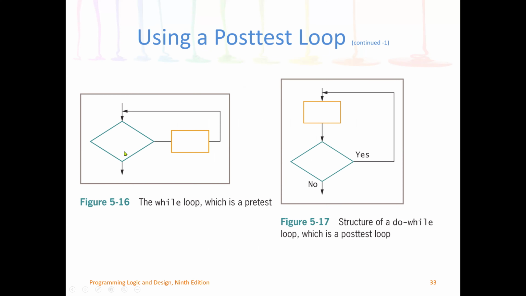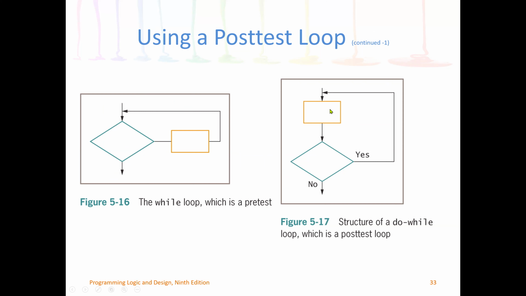So using the post-test, we may do something. Again, the first one here is the pre-test. We can see we test a condition first. The diamond shape means we have a condition. So we test the condition first. If the condition is true, we execute. Then we come back and test the condition again. If it's true, we do our execution.